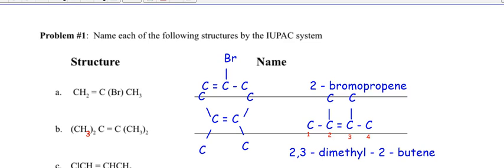So what I would do then with letters C and D, take some time out, draw these structures, and I mean it, all right, and then go back and name. See how you do, all right? So when you're done, come back.